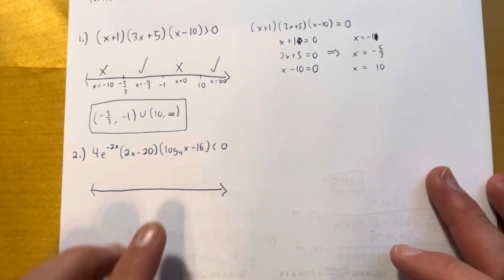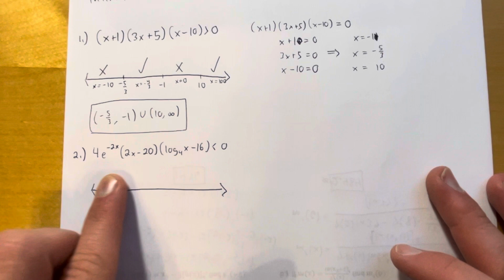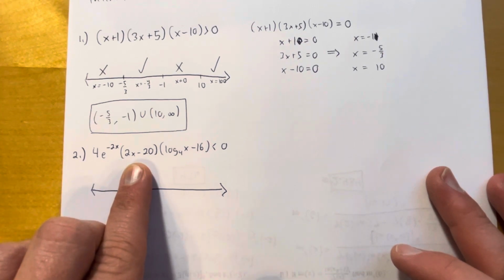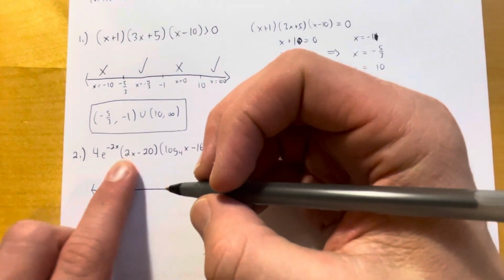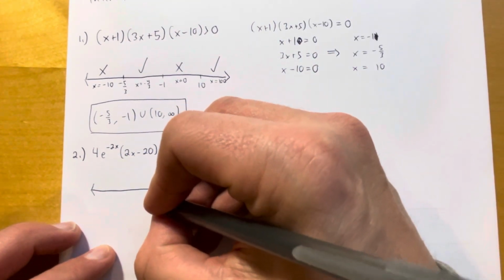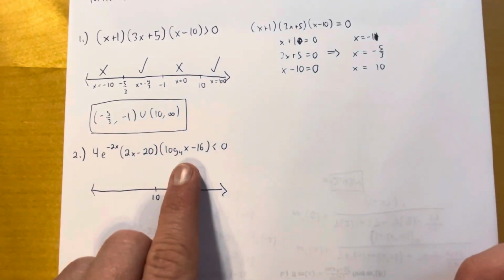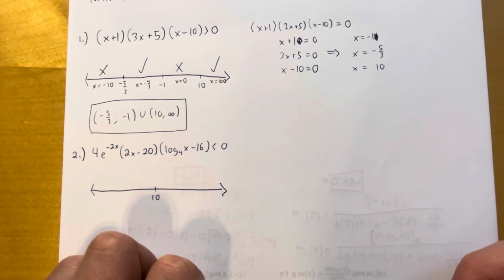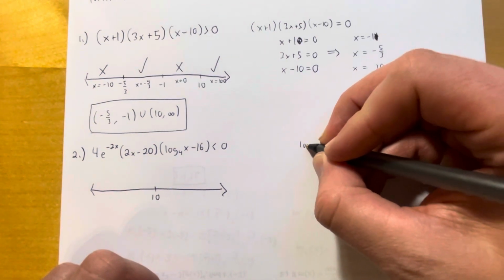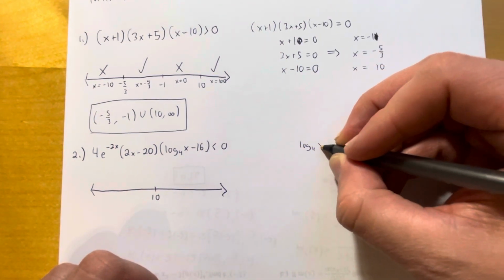So if I'm looking for where this expression is equal to 0, I can move past that factor and then go to here. I know that if I plug a 10 in for x, that would give me a 0 in that term right there. So I know 10 belongs on this number line. Here, log base 4 of x minus 16, if I set that equal to 0 and solve it, that one, because it involves a logarithm, might require a little bit more work.